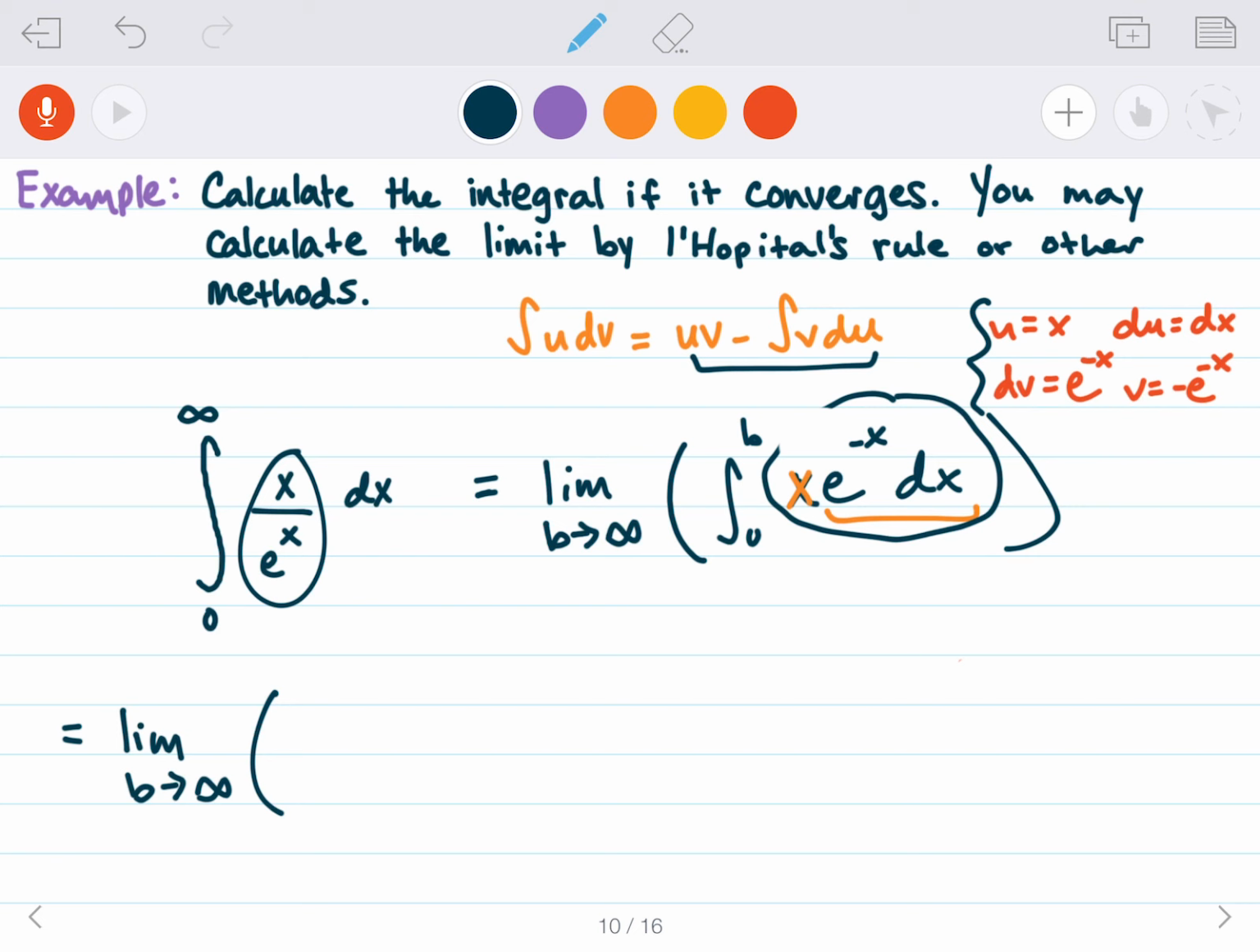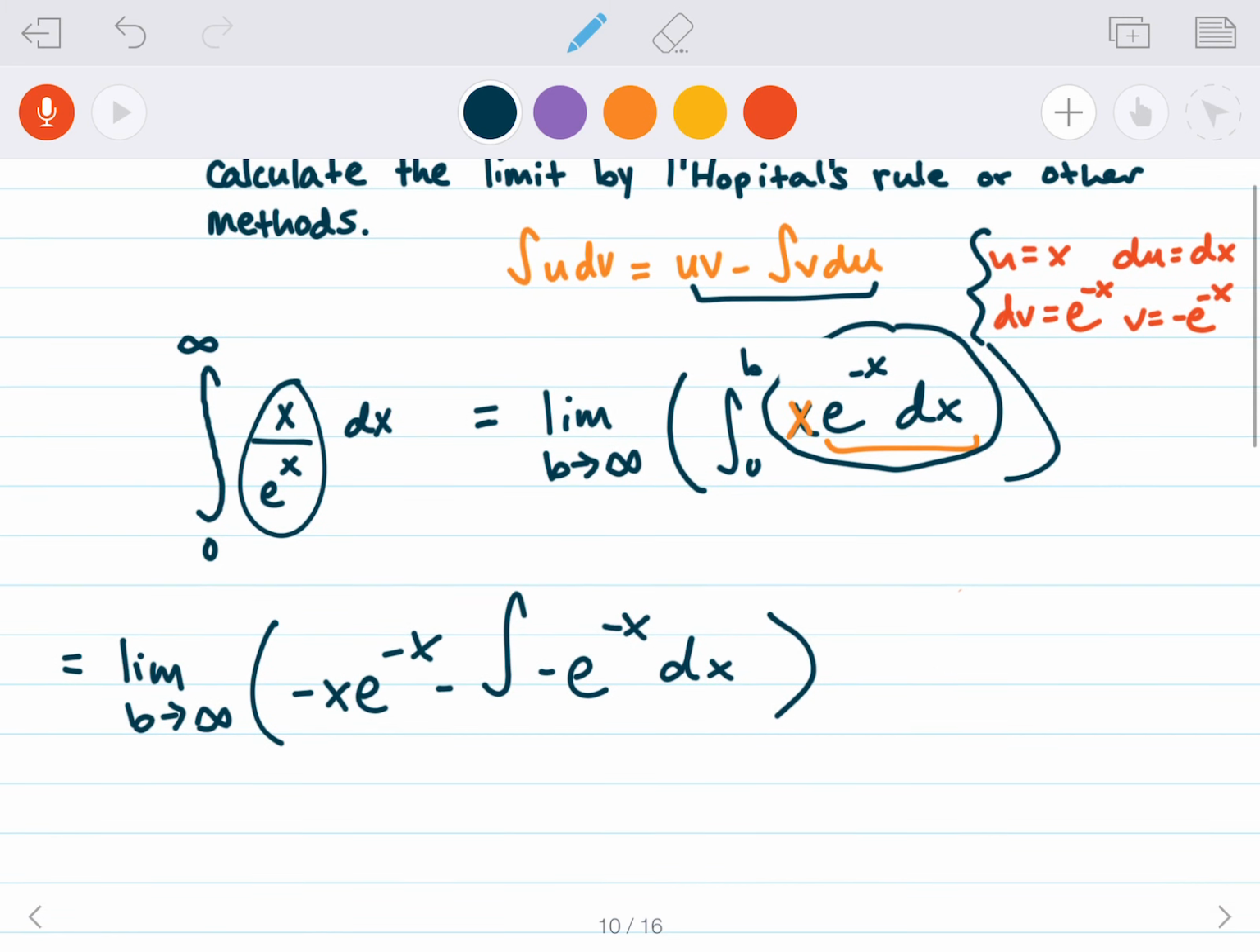So u times v is just going to give us negative x e to the negative x, minus the integral of v du, which is just dx. That's nice. And what were our bounds again? We're going from 0 to b. Beautiful. All right, cool.